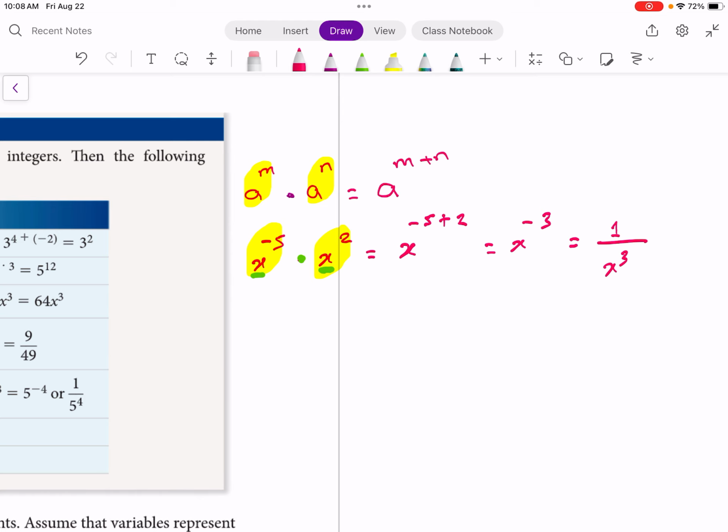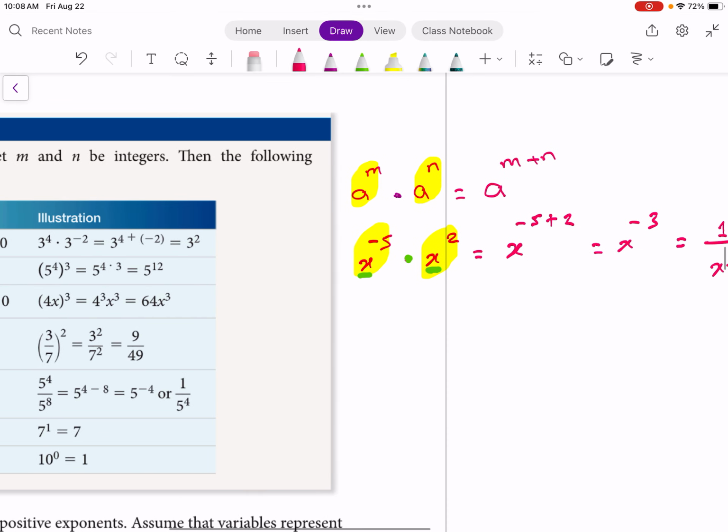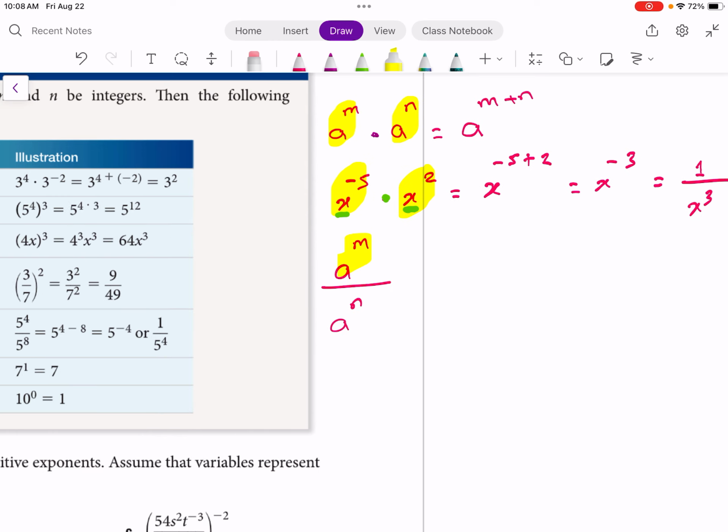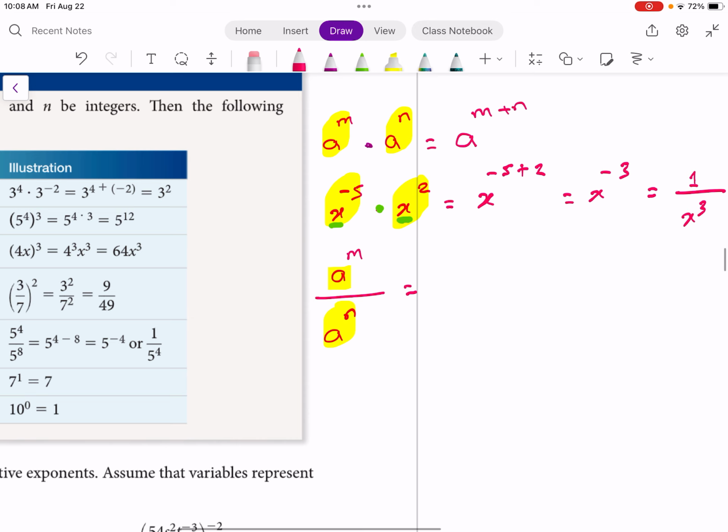Now the next one: if we are dividing a to the power m by a to the power n, we have two exponential expressions, and both of them have exactly the same base a. What will be the final answer? You write down the base a as it is, and you find the difference of the powers, m minus n. So if you are dividing, you are finding the difference of the exponents.